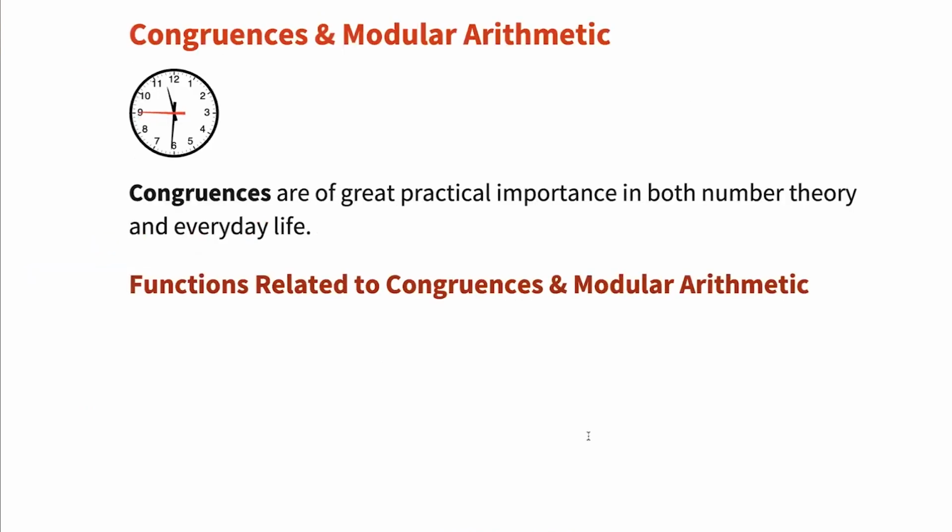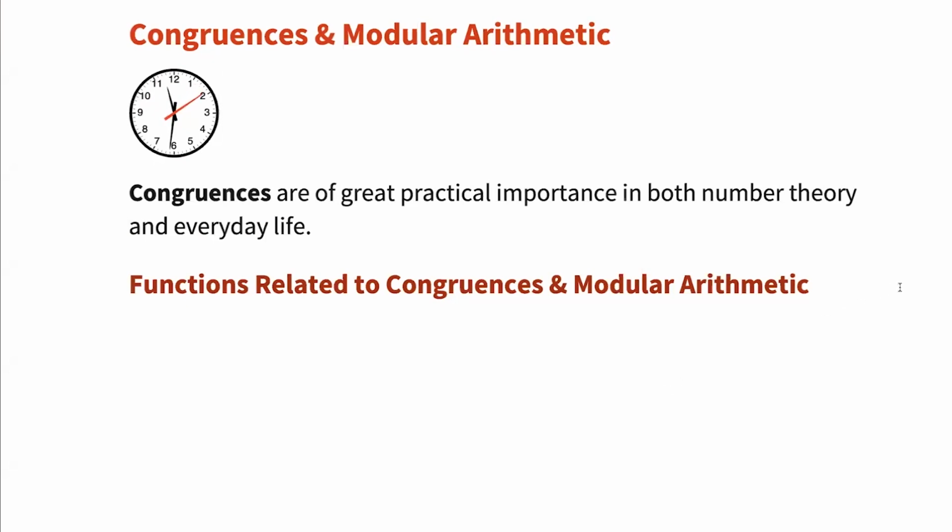Okay, now let's talk about congruences and modular arithmetic. Congruences are of great practical importance in both number theory and everyday life. And in fact, you here see the clock, because modular arithmetic is also called clock arithmetic. I mean, clock arithmetic is the arithmetic modulo 12. And this notion was introduced by Gauss.